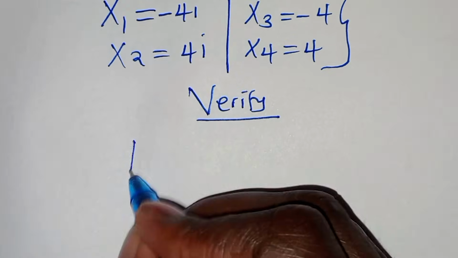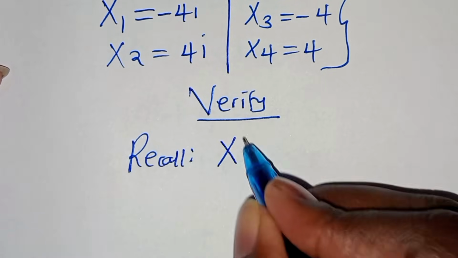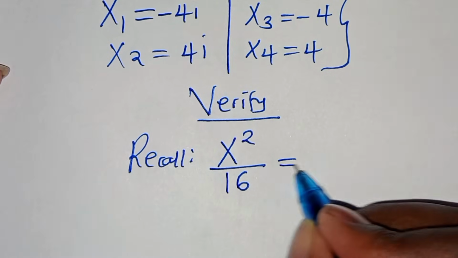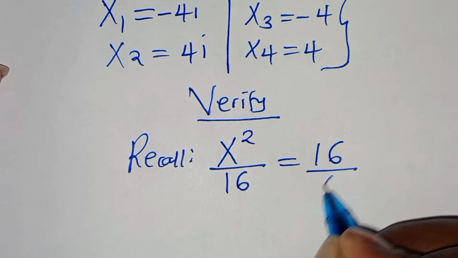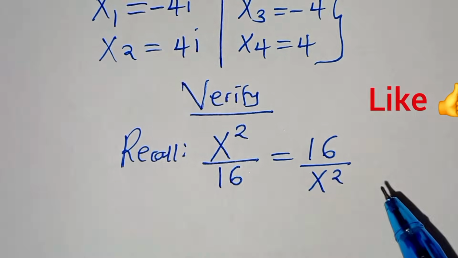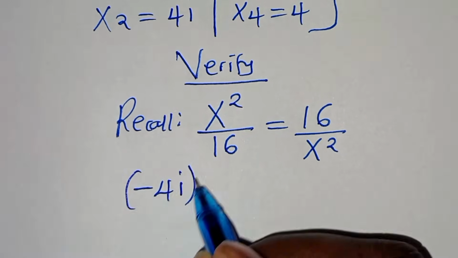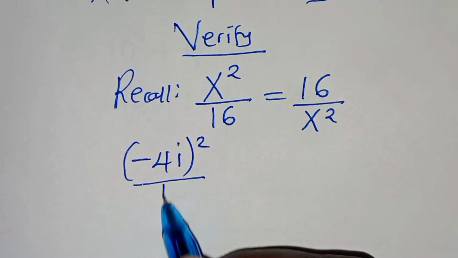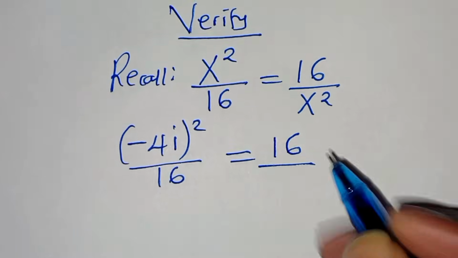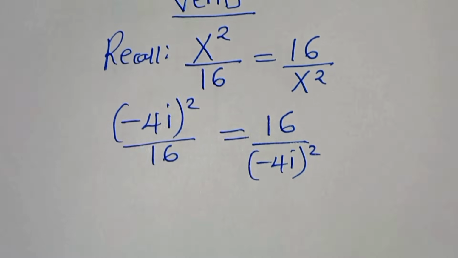So if you recall, we have that x to the power of 2 divided by 16 is equal to 16 divided by x to the power of 2. So let's check x1, which is minus 4i. So we have minus 4i raised to the power of 2 divided by 16. This is equal to 16 divided by minus 4i raised to the power of 2.